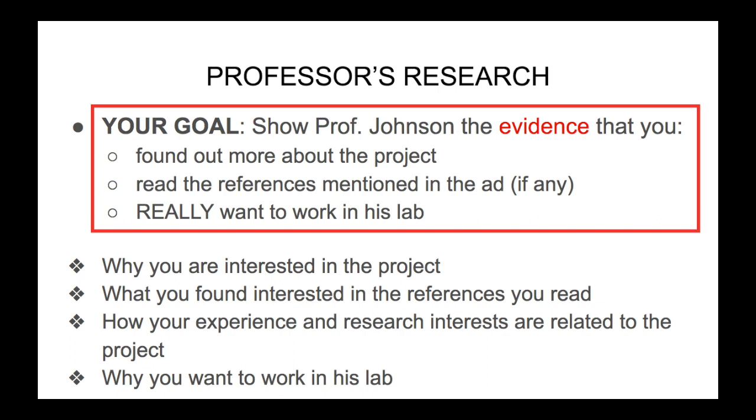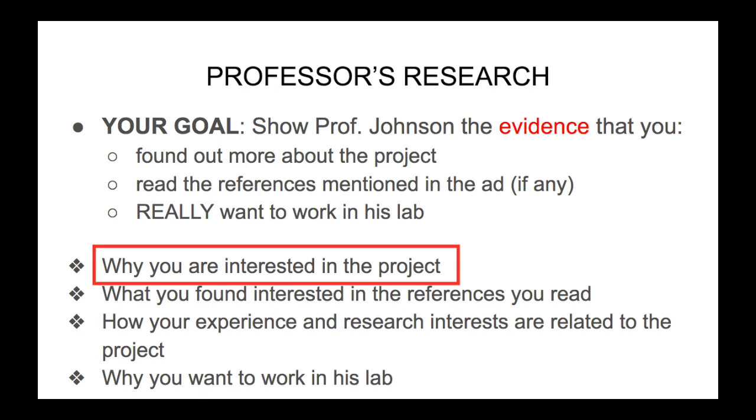Also, you should show that you really want to work in his lab, not just in any lab. Here's one tip: if you cannot get hold of their paper, if you don't have access to the full paper, you can always email the professor or someone from his group and ask for the reference. Usually they are happy to provide it.